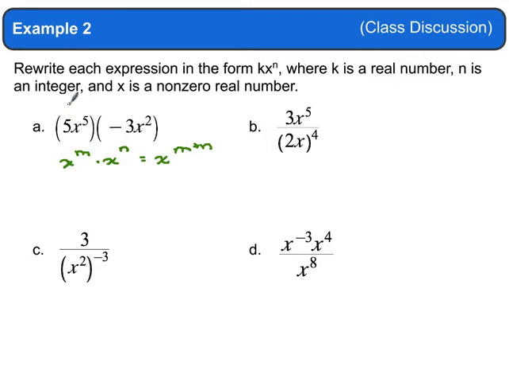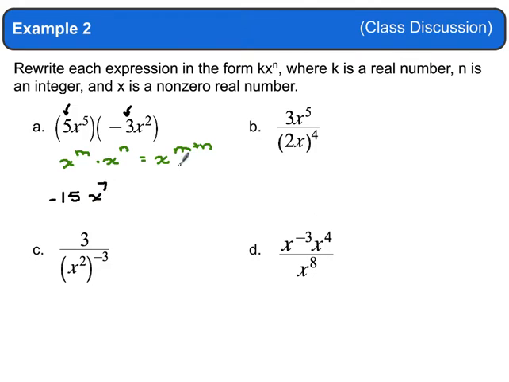Now, the big numbers, the coefficients, the 5 and the negative 3, there are no special rules here. 5 times negative 3 is negative 15. That doesn't change. So now I've got x to the 5th times x squared. Since they're both a base of x, I can add the exponents. So 5 plus 2, and I get 7.